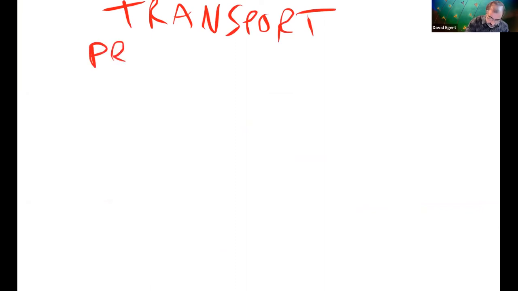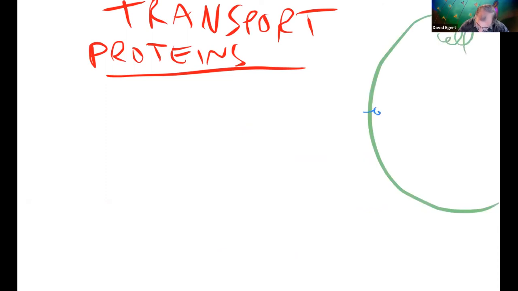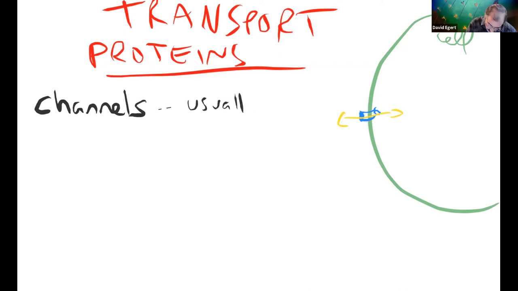But now let's talk more about transport. These are going to be incredibly important as we go through the semester. Here's my cell, and these little proteins allow specific things to move in and out of the cell. There's a whole bunch of different versions of them, so let's get started. Let's start with channels. Usually they are for a particular kind of ion.